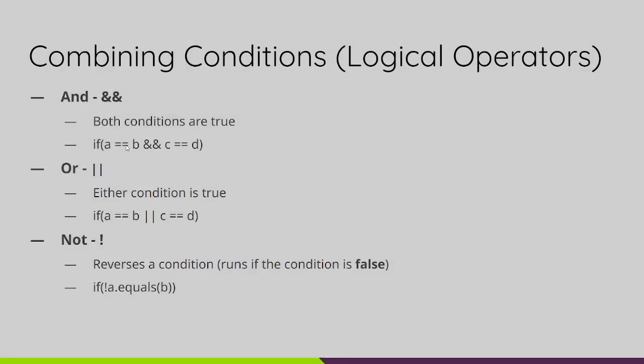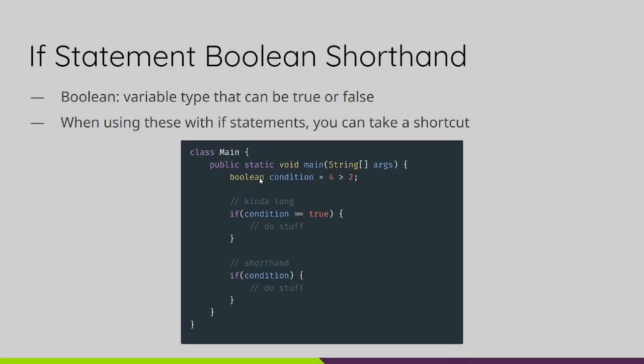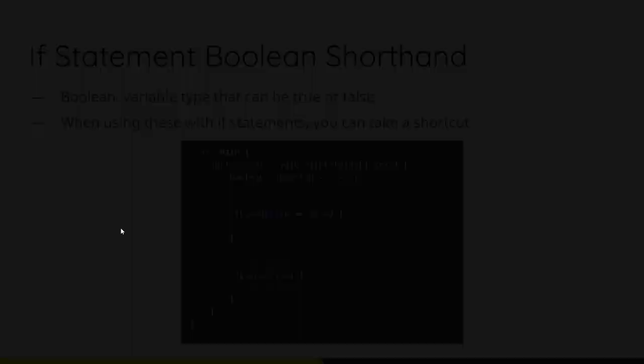You can also combine statements using and, or, not statements. So not reverses it, or means if either condition is true, then the entire thing is true, and with and, both have to be true, otherwise it returns false. You can also use an if statement shorthand like this, so you can see that this condition will return true, or you can just write if condition, because by default it checks if it's true or not.